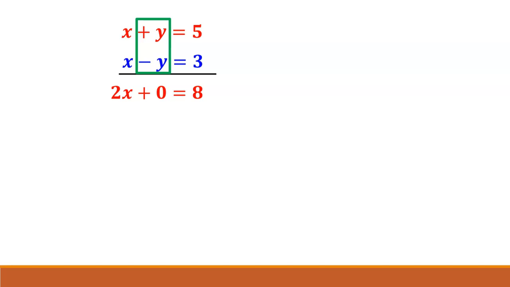Now that we've eliminated the y variable, we've got an equation with only one variable in it, and that's the x. So we can solve for that remaining variable. We'll just divide both sides by 2, and we get x equals 4. Now that's only half of our solution. Remember, we're finding a number for x and a number for y, an ordered pair that represents the point that these two lines have in common.